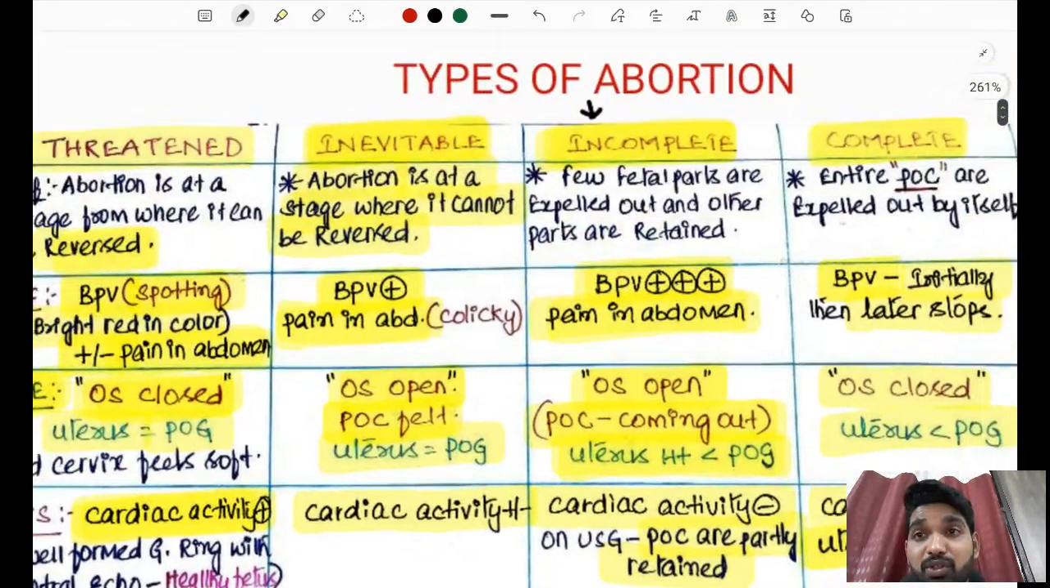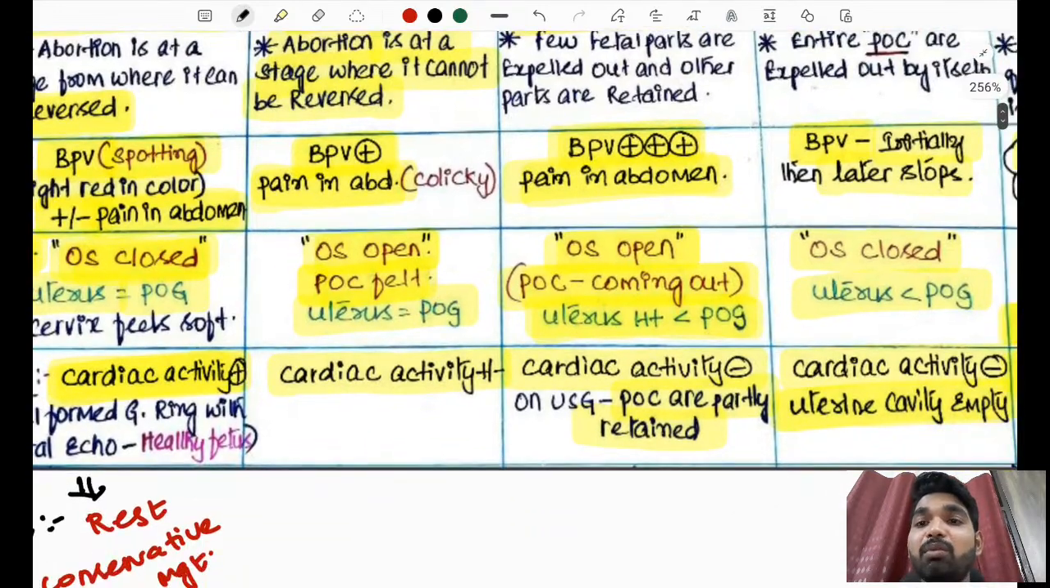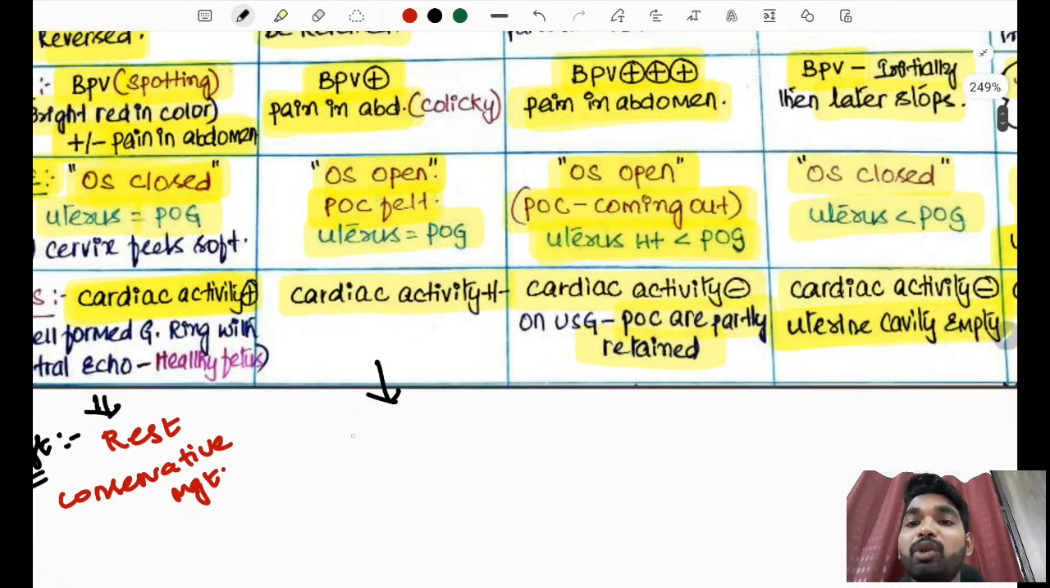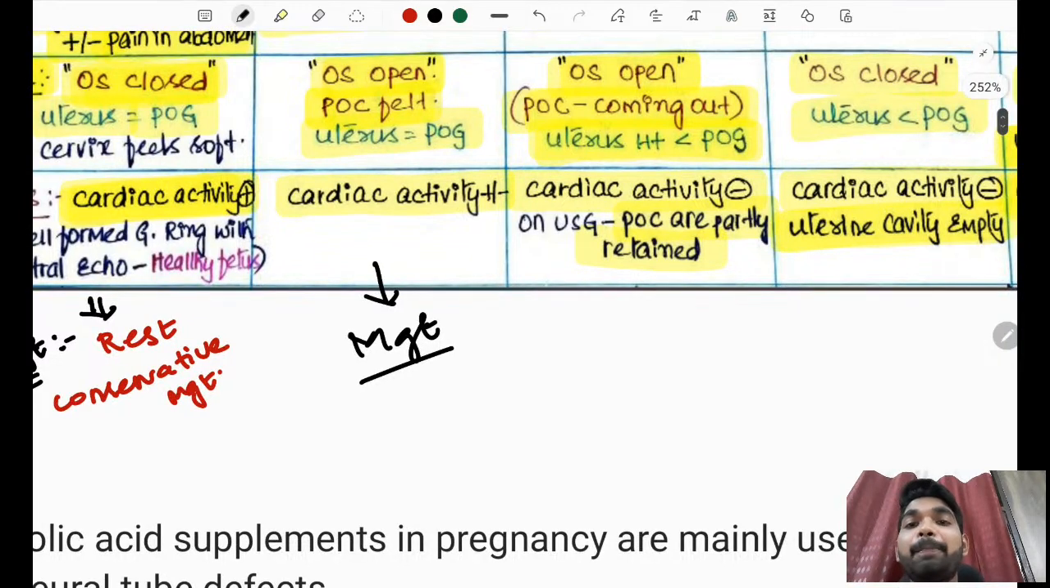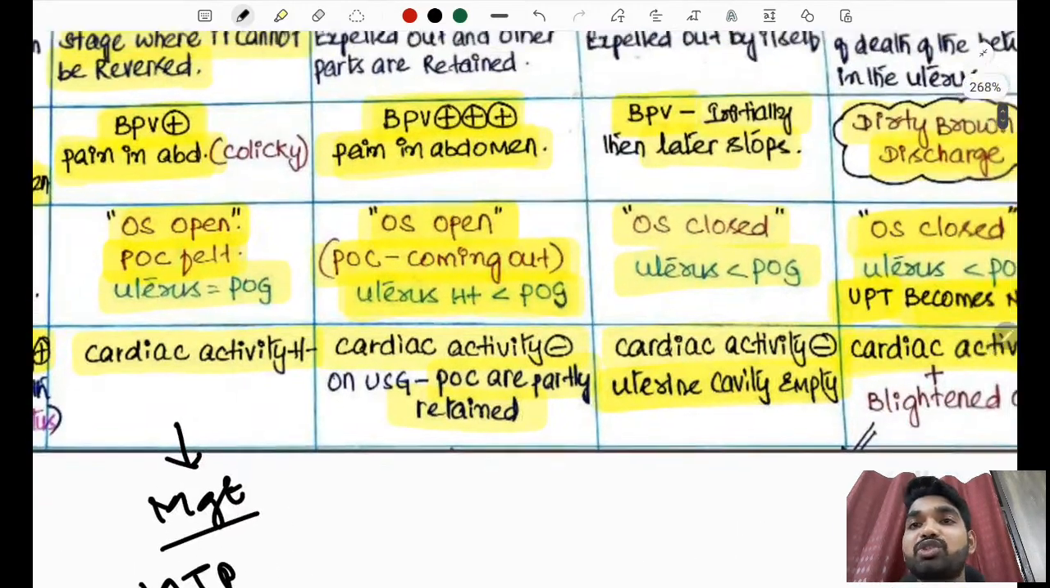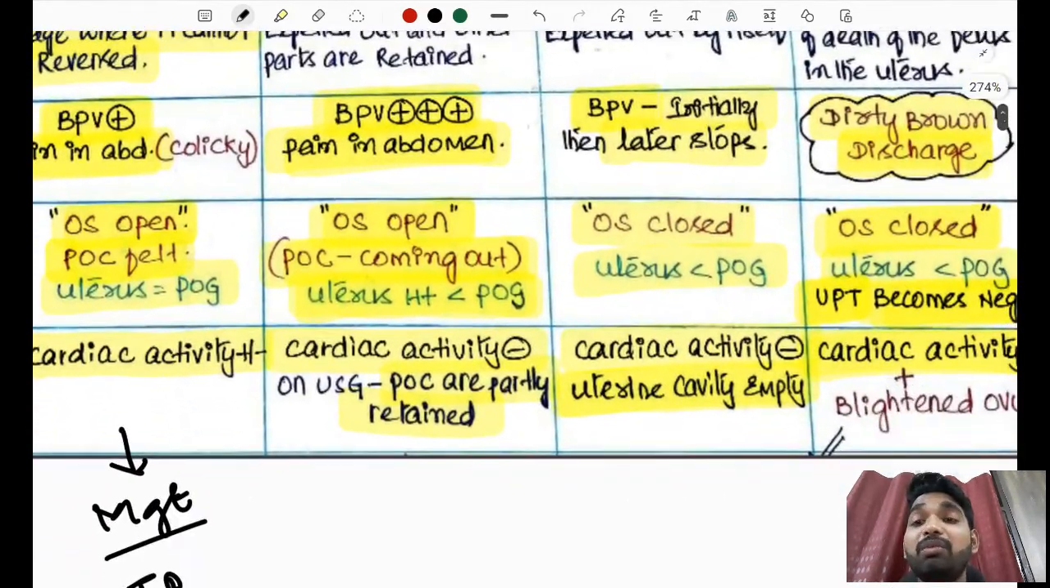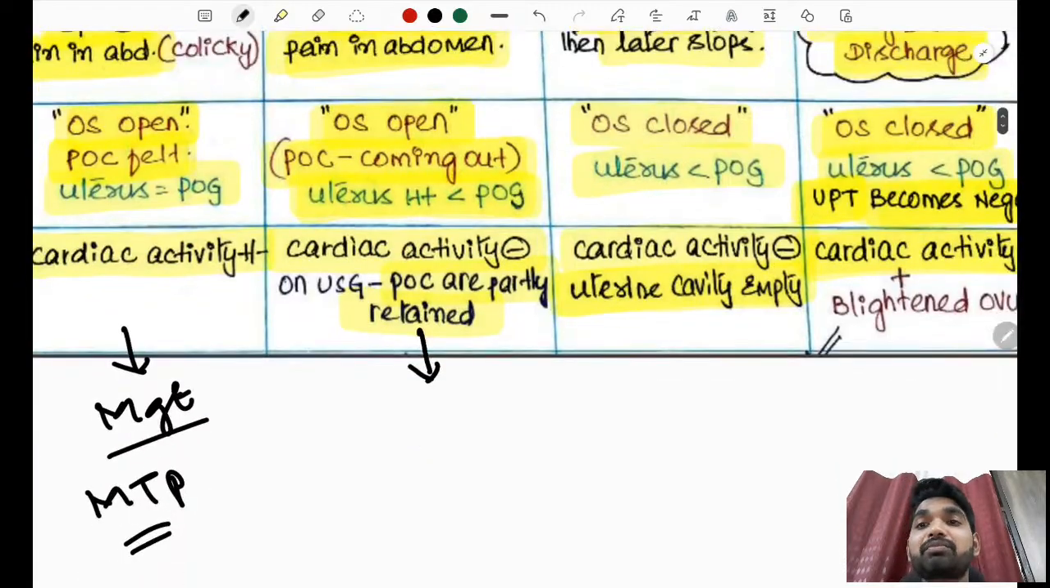Now coming to the inevitable abortion. What is inevitable abortion? You and me cannot do anything, the process has started here. So how am I going to manage this case? Management will be, you will just do MTP, you will clear the case and send her home, okay, medical termination of pregnancy.